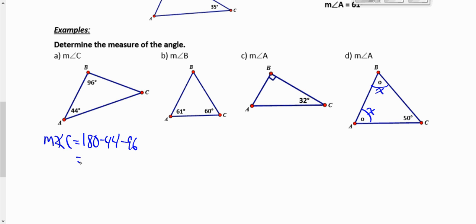So what do we get for A? 40. 40 what? 40 degrees. Are we good with that? Simple enough.